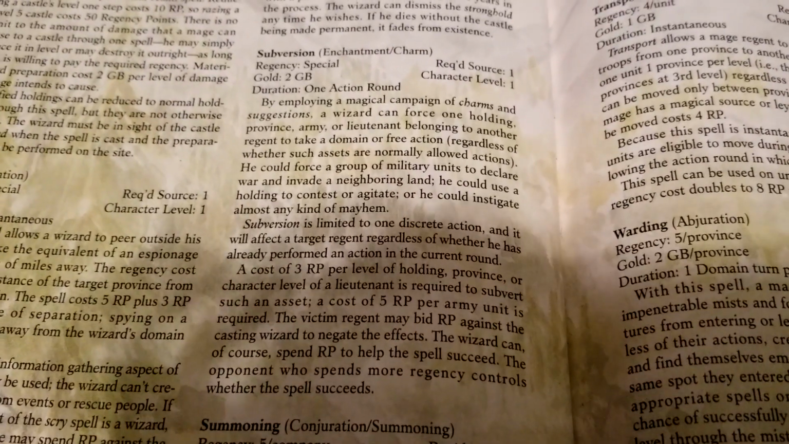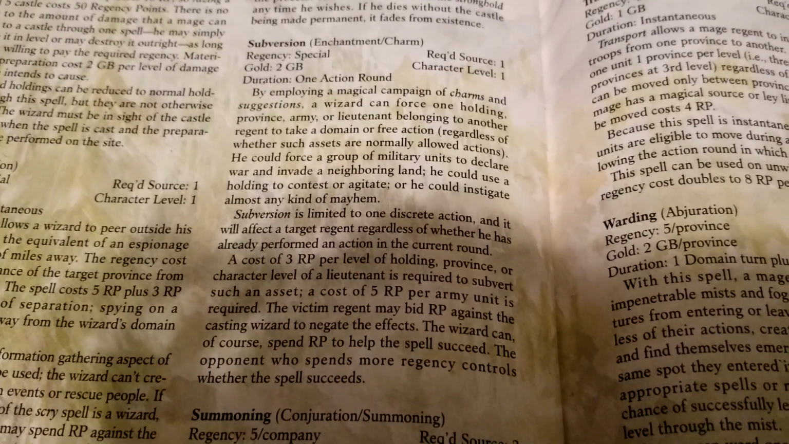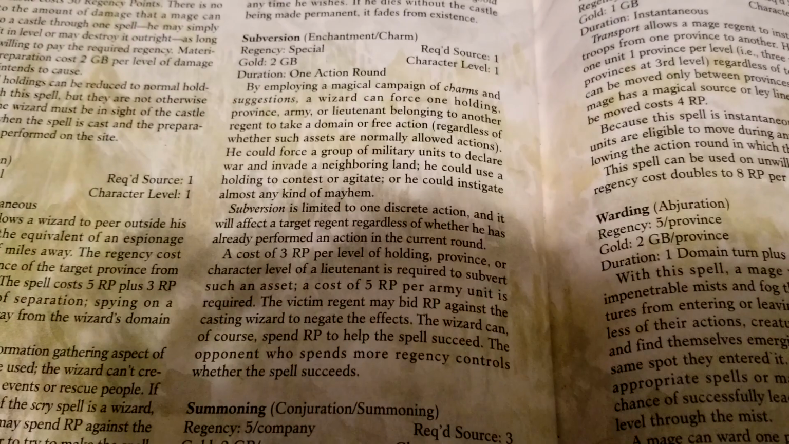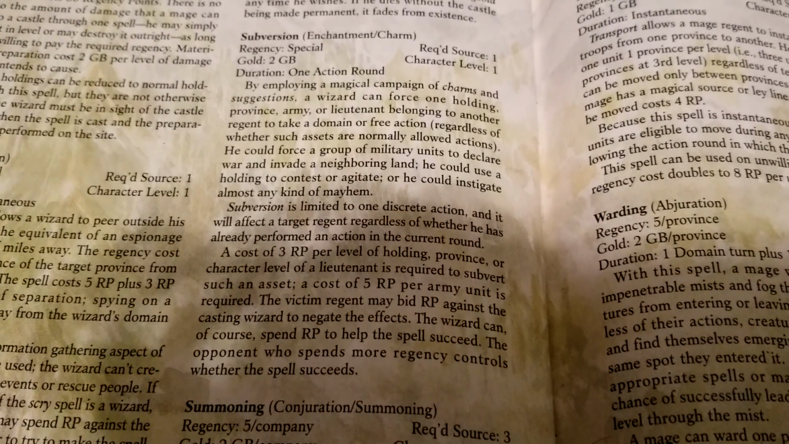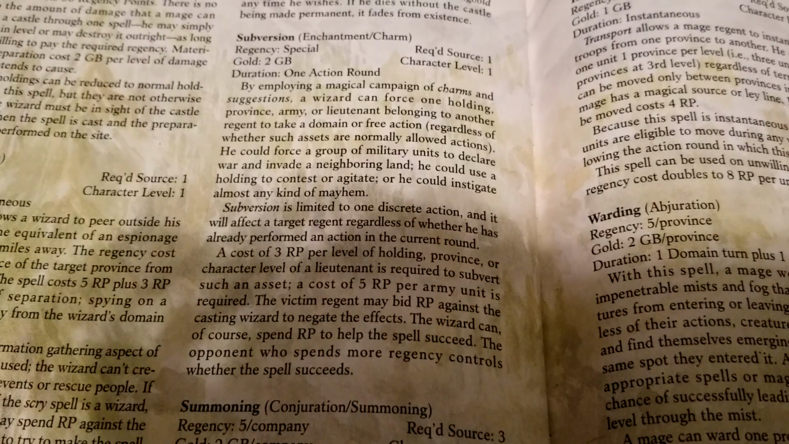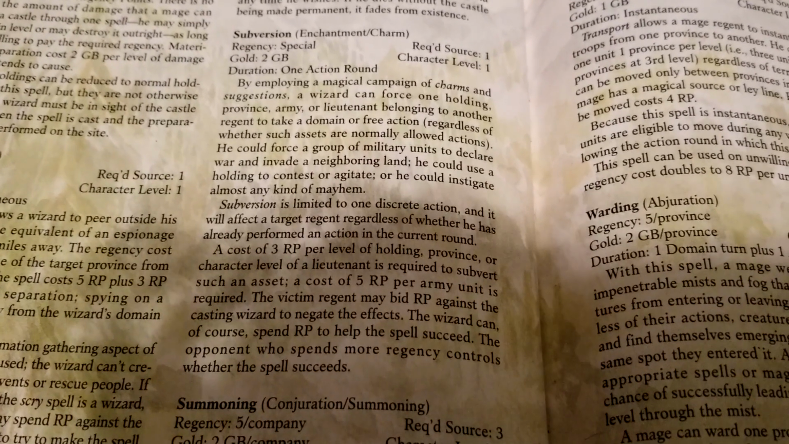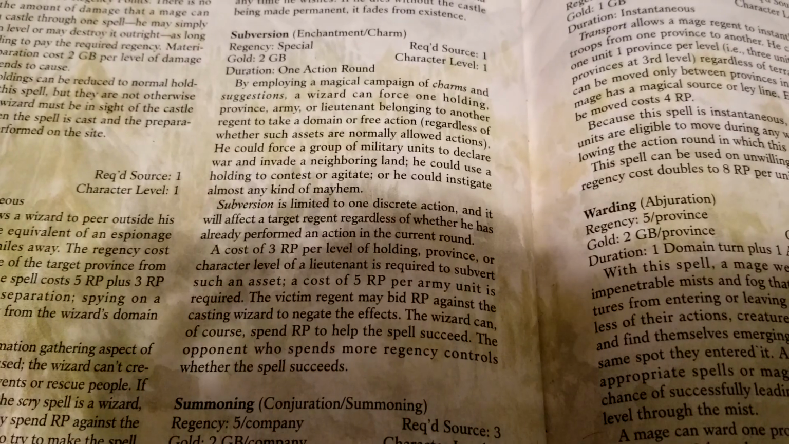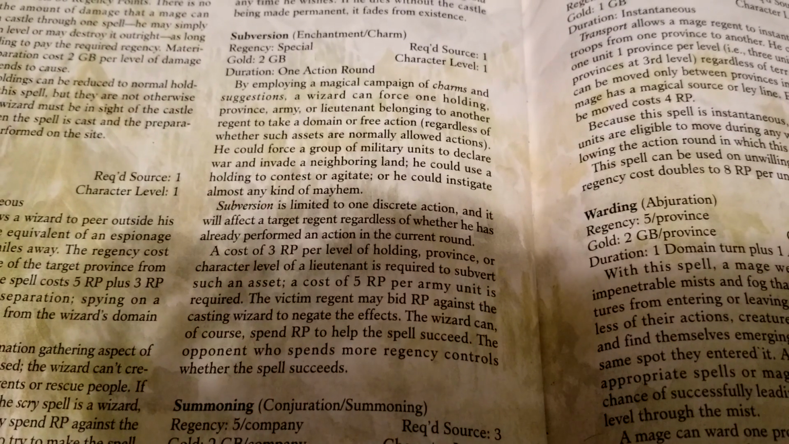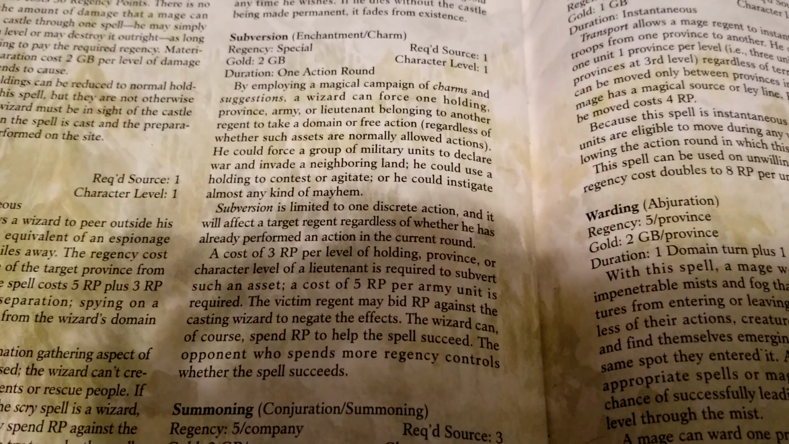So let's dig into what this does, and it's a pretty neat effect here. By employing a magical campaign of charms and suggestions, a wizard can force one holding, province, army, or lieutenant belonging to another regent to take a domain or free action, regardless of whether such assets are normally allowed actions. So, for example, you could force a group of military units to declare war and invade a neighboring land. You could use the holding to contest or agitate, or you could instigate almost any kind of mayhem.